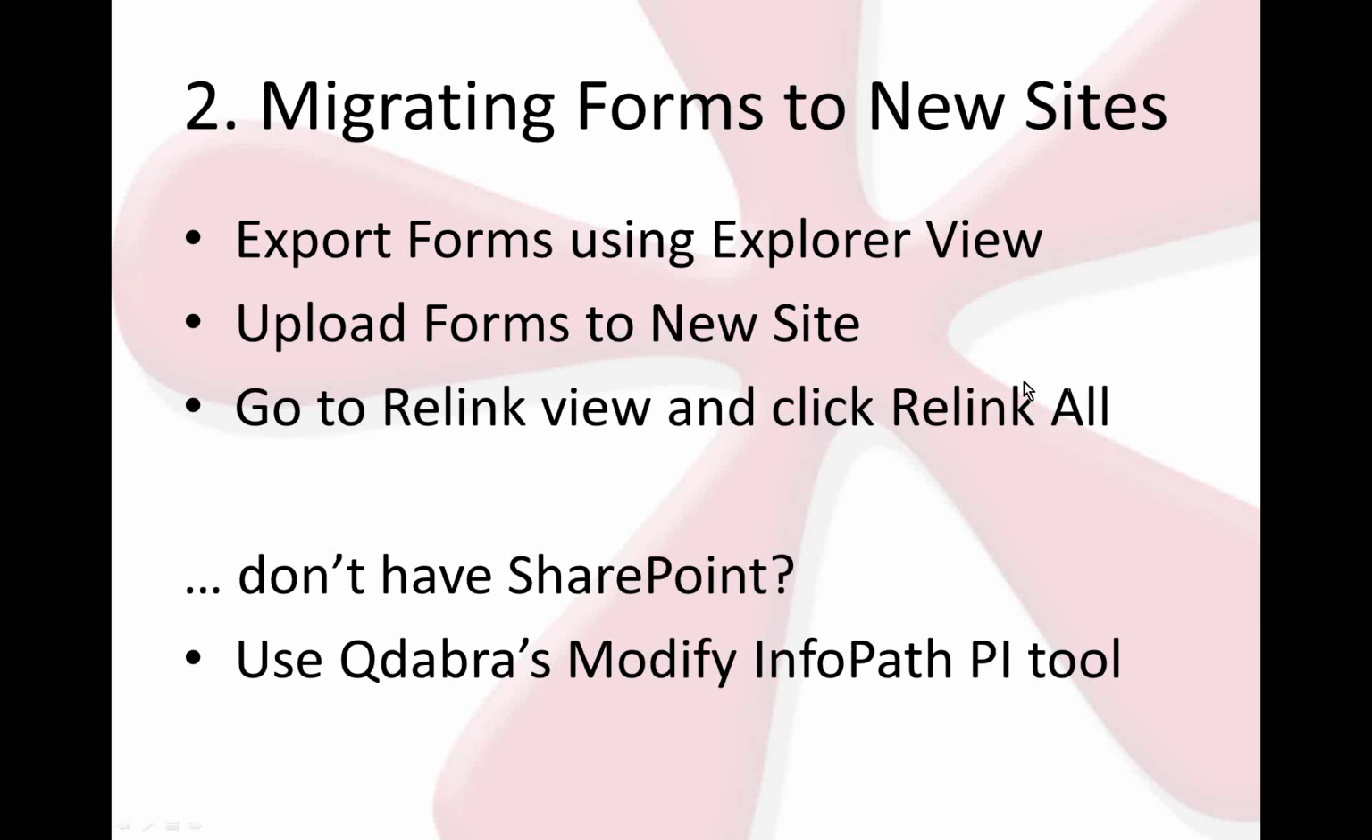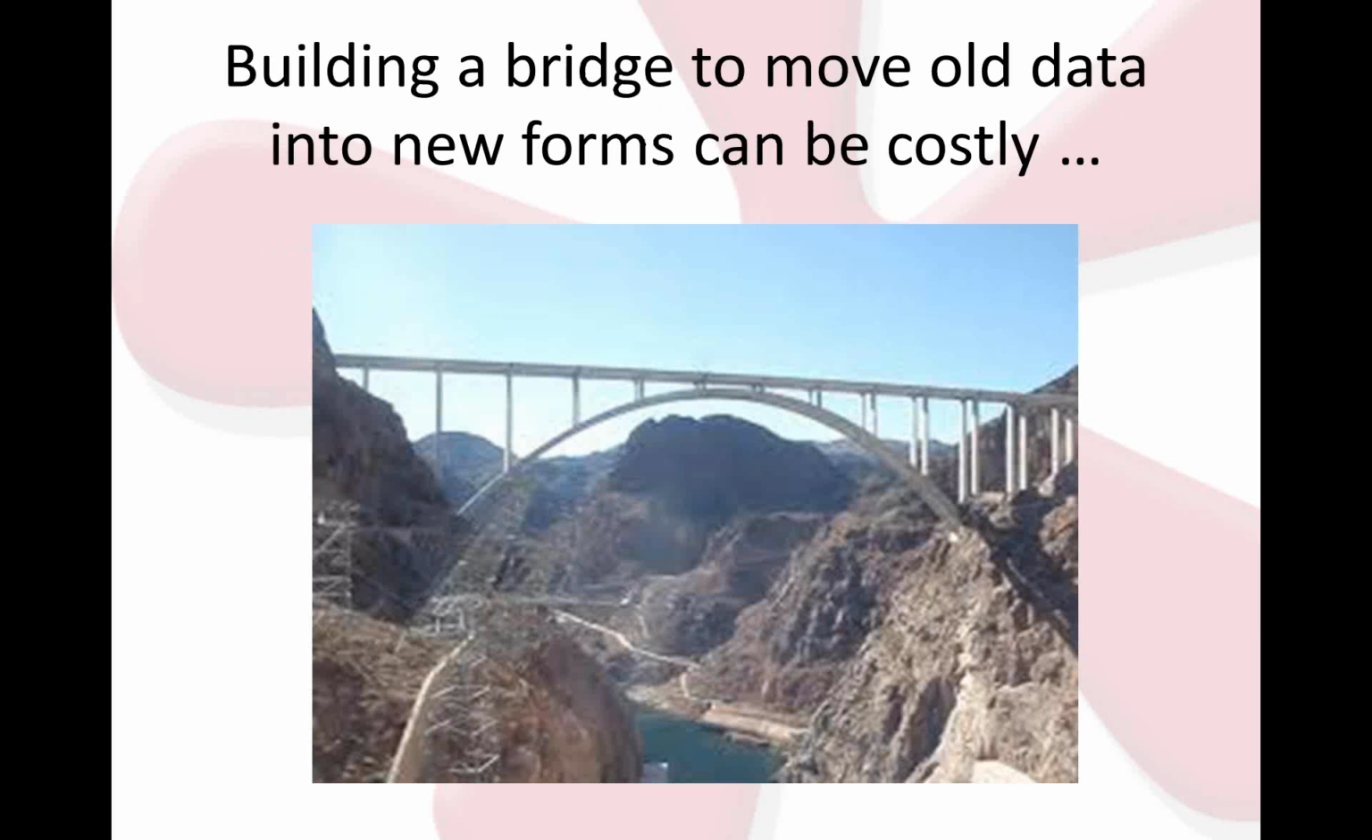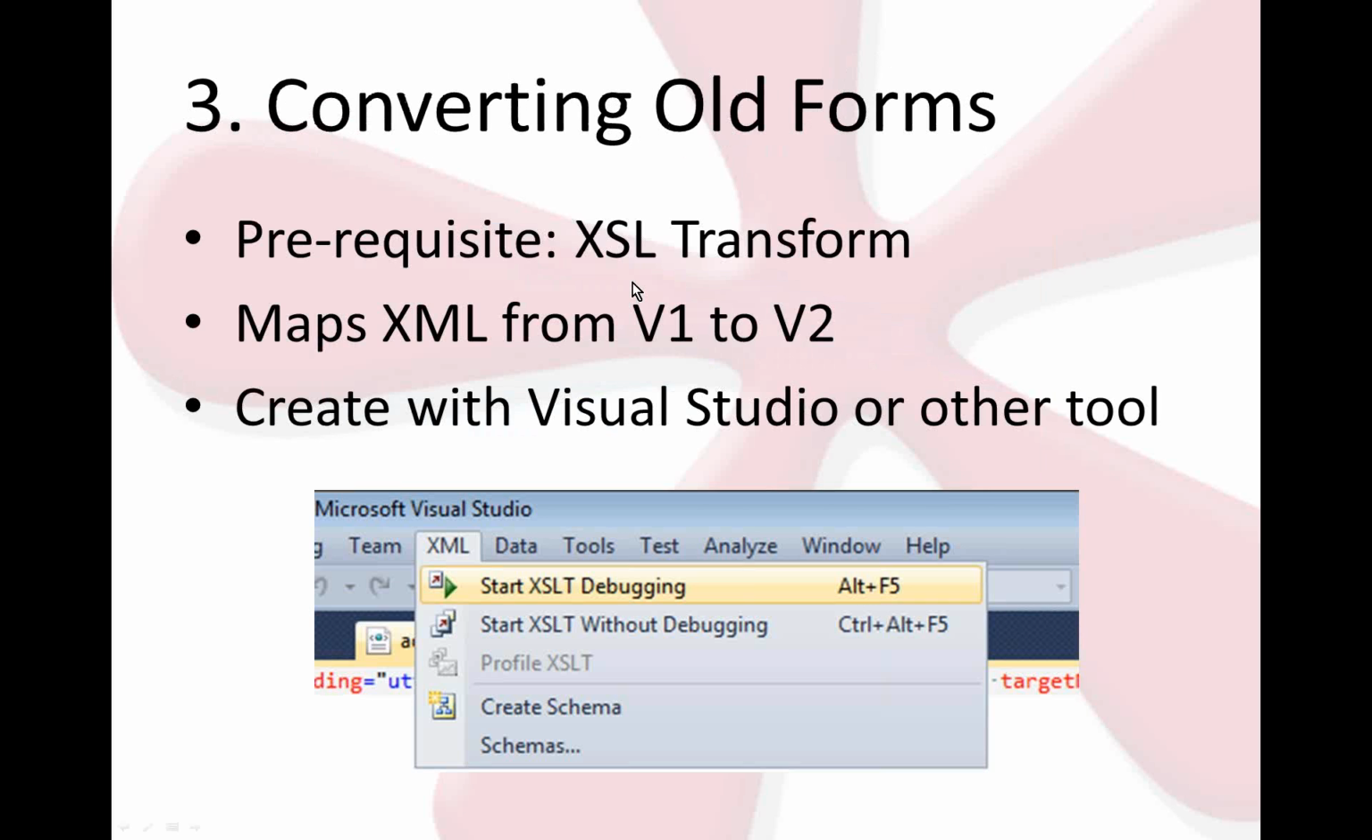Okay, so the next topic is what happens when you have a whole bunch of old data in your V1 format and you want to move it to the new location, V2 format. So there's three techniques for converting old XMLs. They all require an XSL transform. XSL stands for XML style sheet, and I'll talk about this in a second.